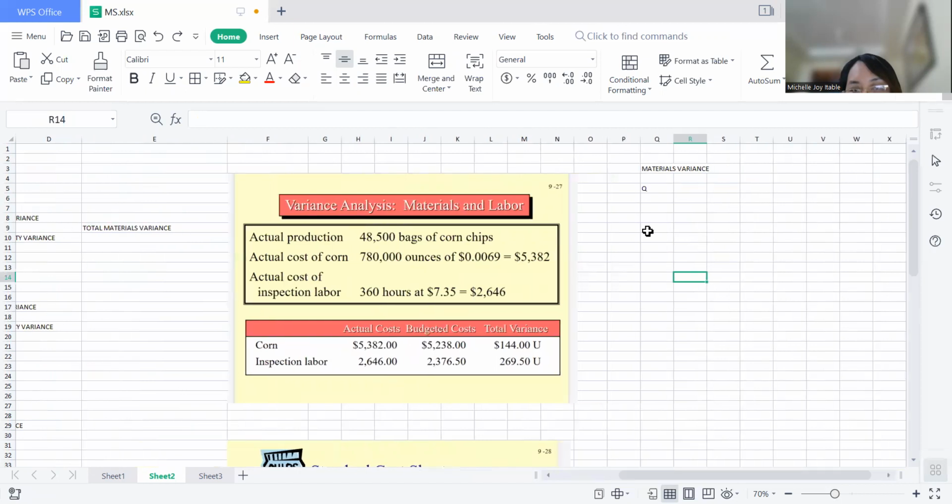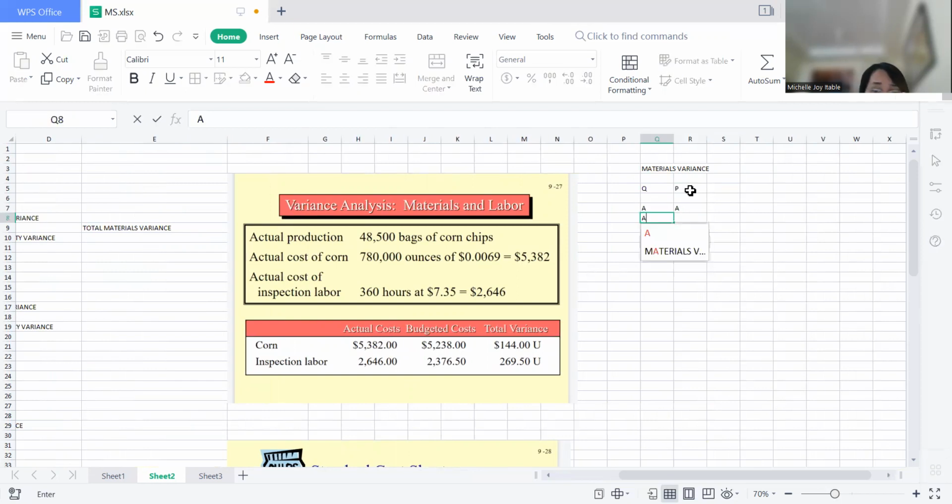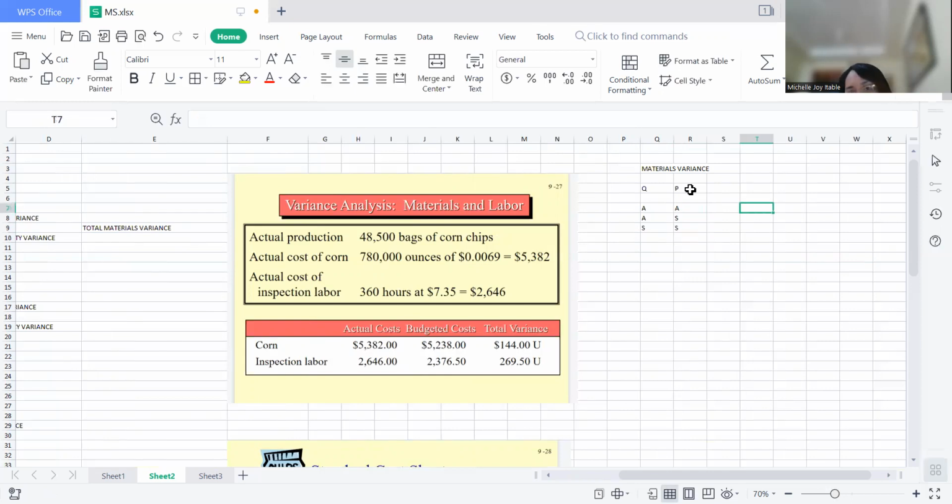Quantity and then the price. Okay. So we have here our formula. So now, let's just lay it out, so let's put some space here. So how much is the actual quantity, class? 780,000 ounces, right? Actual quantity. How much is the actual price? 0.0069. Let's lay it out here. 0.0069. Okay? You multiply this one.